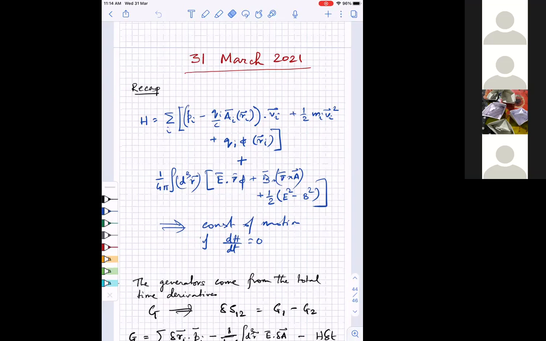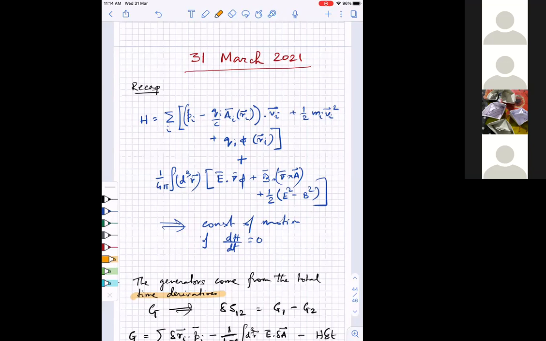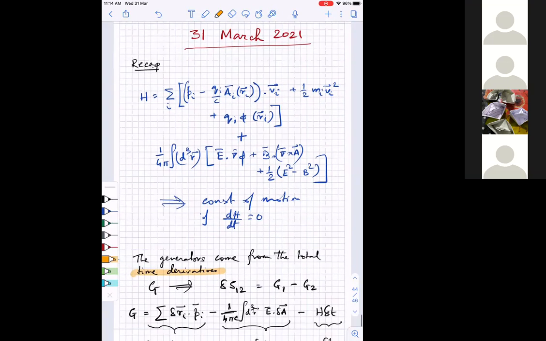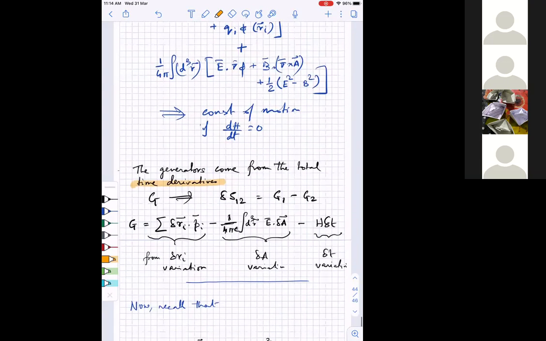We also wrote down the generators, which give you constants of motion. And you remember these generators come from the total derivatives, because they depend on the endpoint variations. When we calculated the generators last time, it contained 3 parts. The first part came from the delta R_i variation. The second part came from the delta A variation. And the third part came from the time variation, the delta T variation, okay? And so the total generator was written like this.